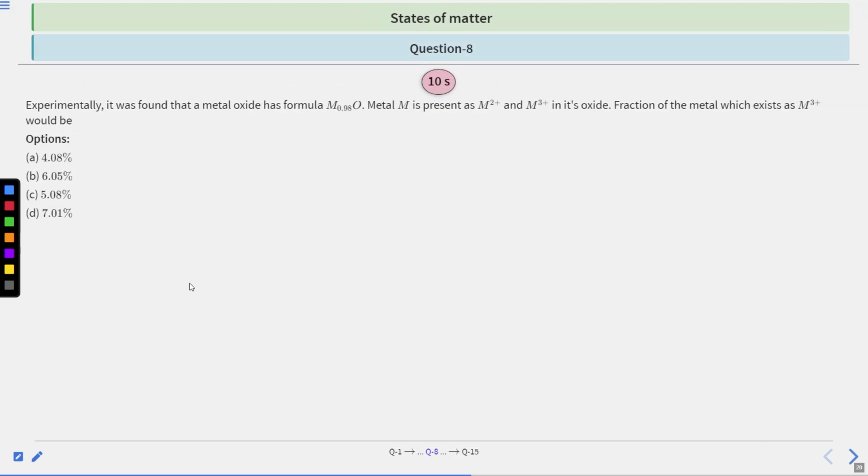Moving on to the next question, question number 8. Experimentally, it was found that a metal oxide has formula M0.98O. So metal M is present as M2+ and M3+ in its oxide. The fraction of the metal which exists as M3+ would be: options are 4.08%, 6.05%, 5.08%, or 7.01%. You have 10 seconds to solve this question. After that, we will see the answer.